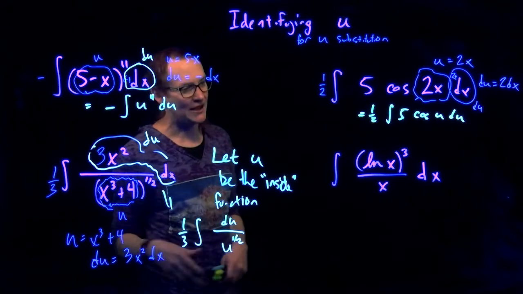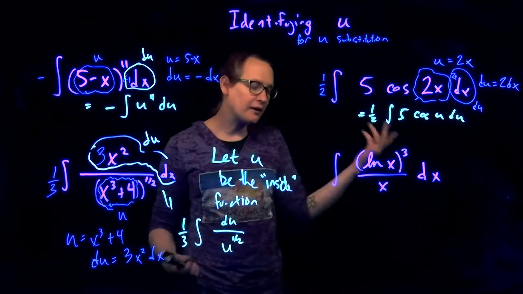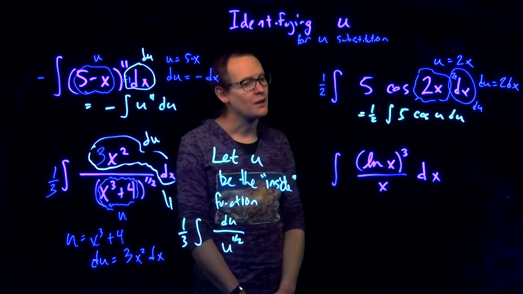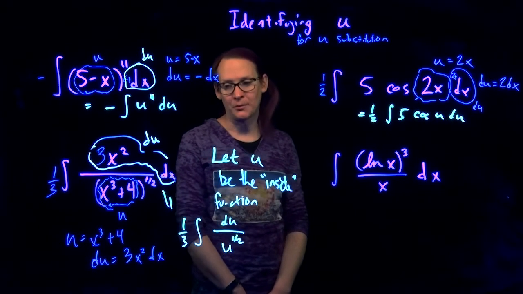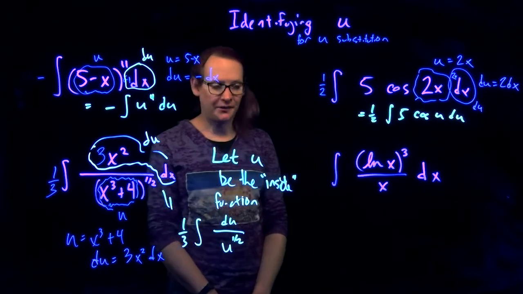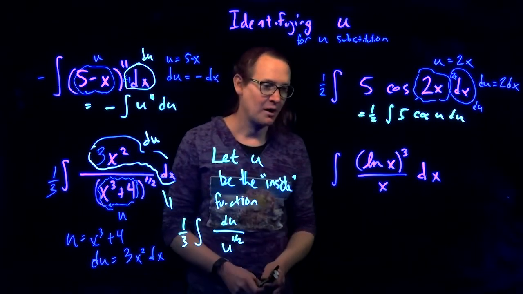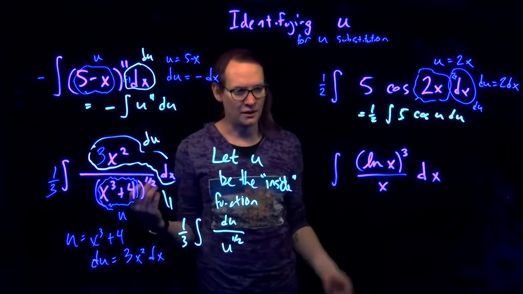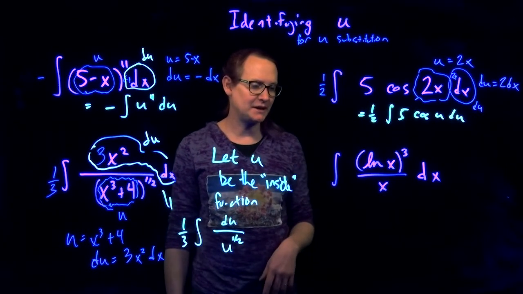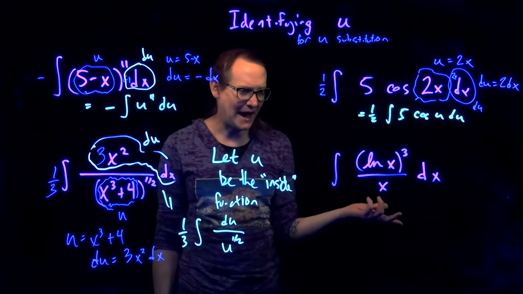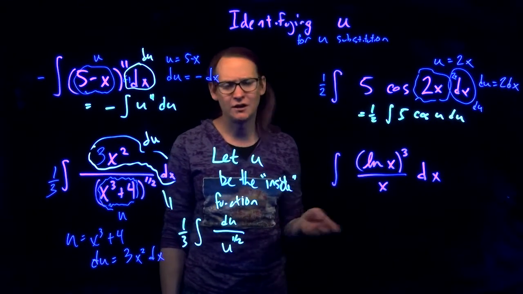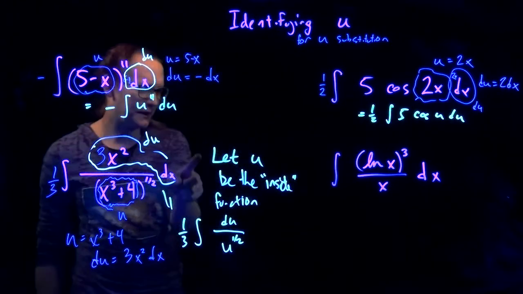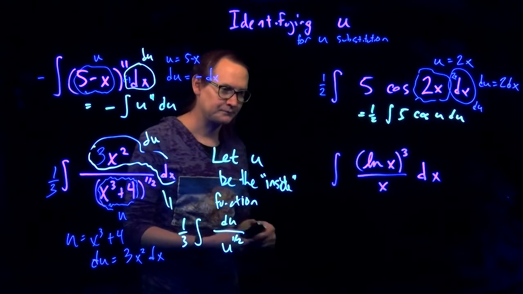I really like this last one here. I chose it because I find that my students have commonly struggled with these in the past, and so I wanted to be sure to include one of these problems. I think the point of subtlety on this one is that there's this 1 over x here, and it's like, okay, fine, should u be x? No, because then du would just be dx, and that wouldn't help me at all.